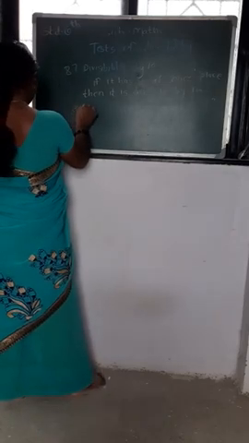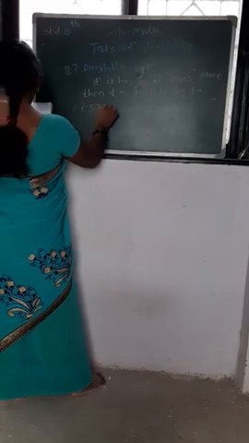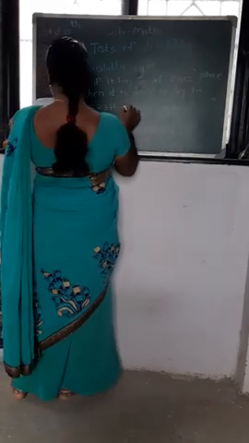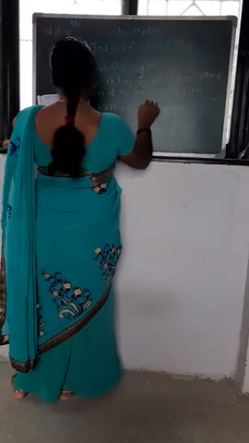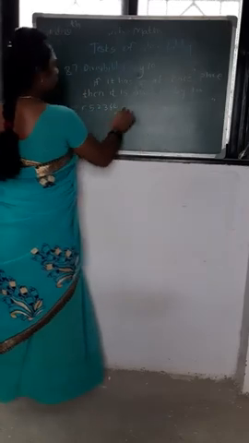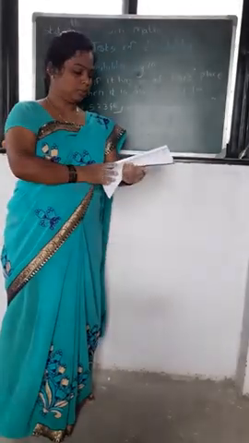For example, 52340. Second example is 6824350. Then at one's place 0 is given, so it is divisible by 10.